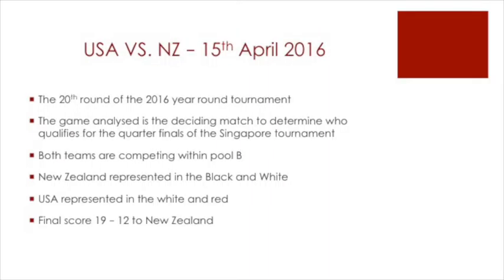The game we are analysing today is USA versus New Zealand on the 15th of April 2016. It is the 20th round of the 2016 year-round tournament. The game analysed is the deciding match to determine who qualifies for the quarterfinals of the Singapore tournament to play South Africa in the quarterfinals. Both teams are competing within Pool B. New Zealand is represented in the black and white strips, and USA is represented in the white and red strips. The final conclusive score is 19-12 to New Zealand.